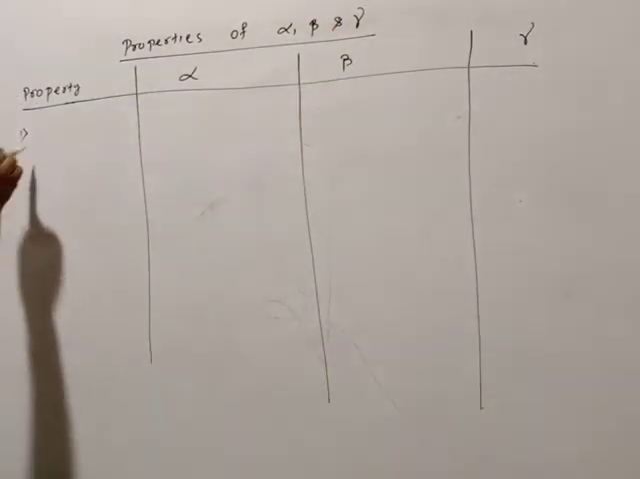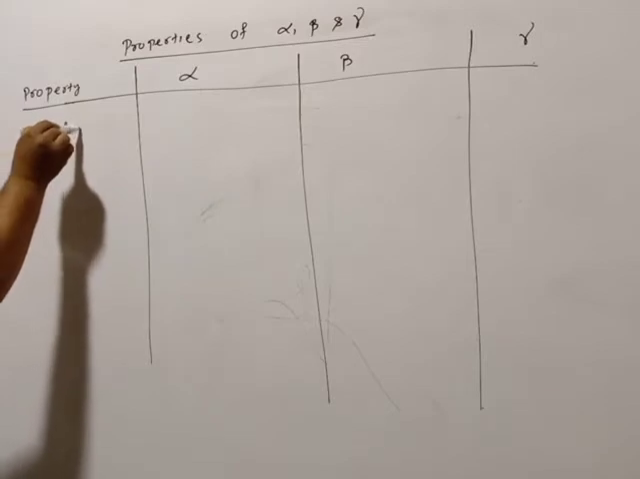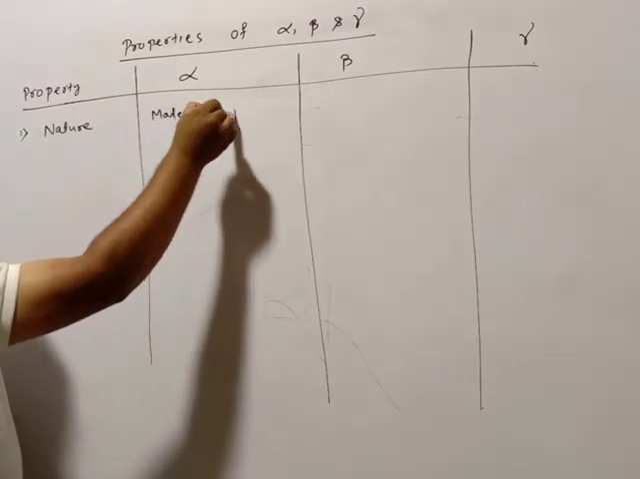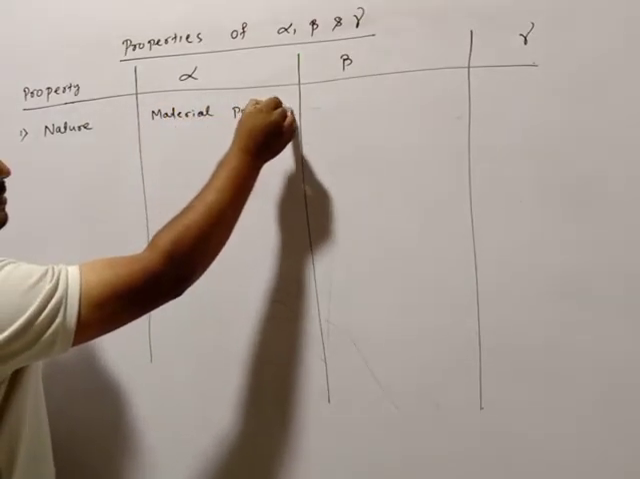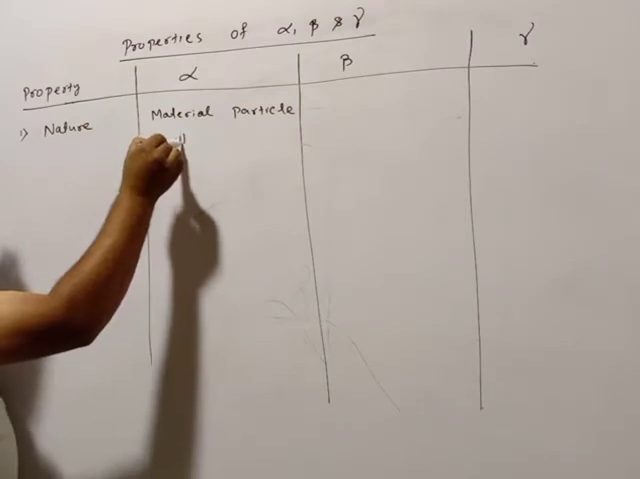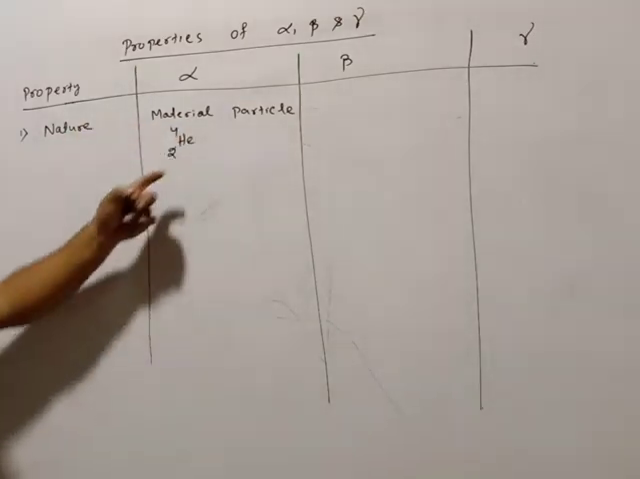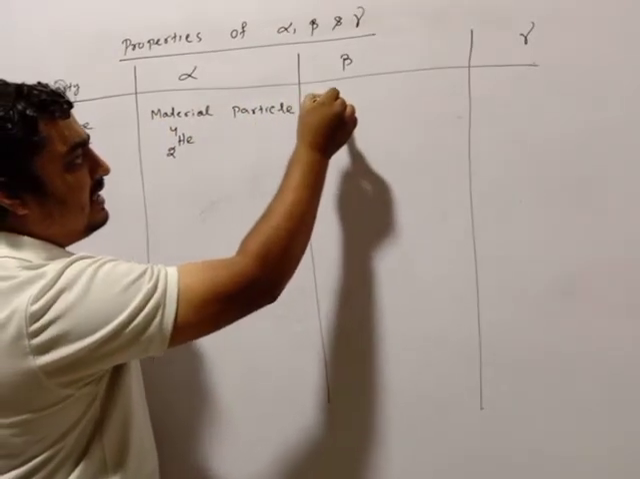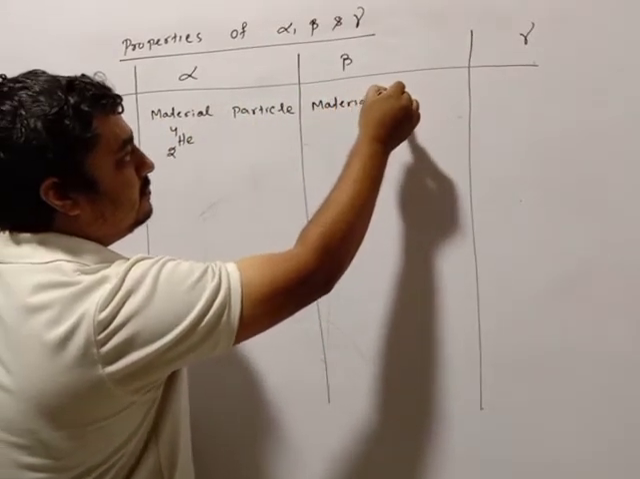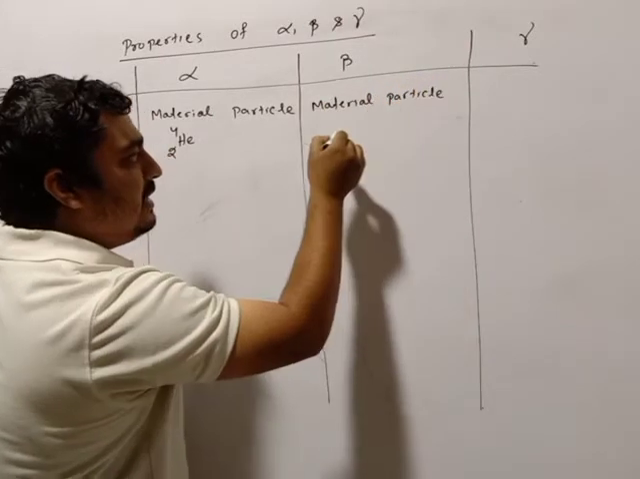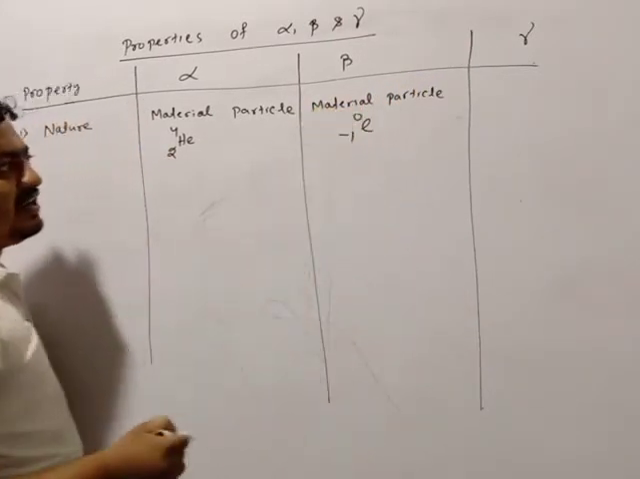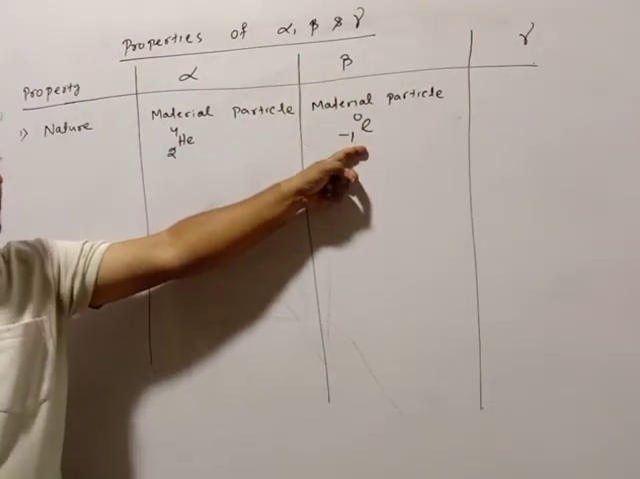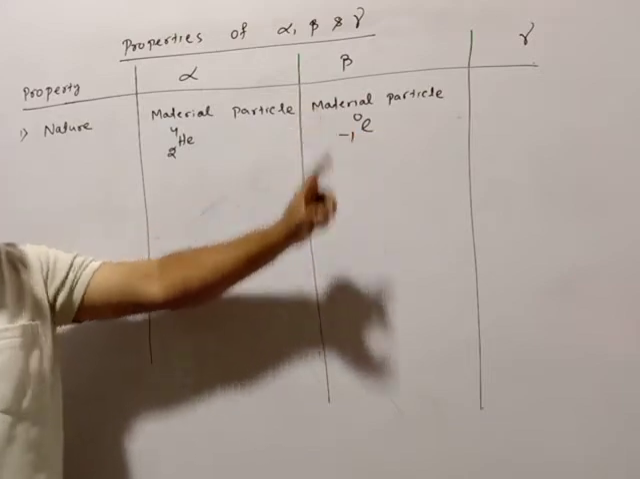So, first, nature. Alpha is a material particle. It is a double ionized helium nucleus. So, its symbol is 2He4. Beta, it is also a material particle. It is fast moving electrons, or the electrons originate from nucleus. So, its symbol is -1E0.